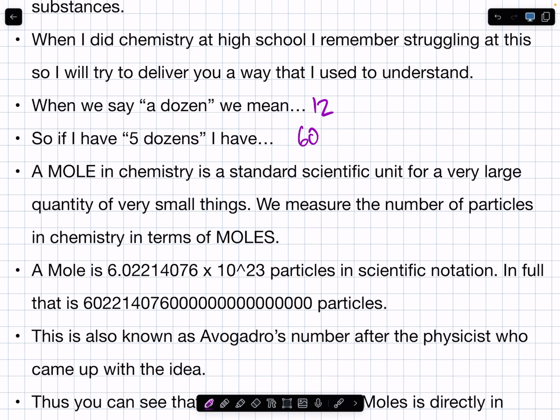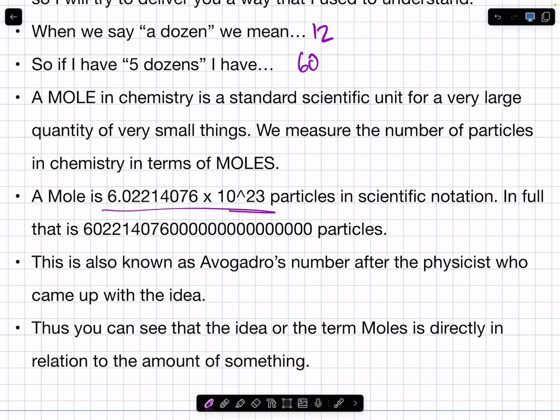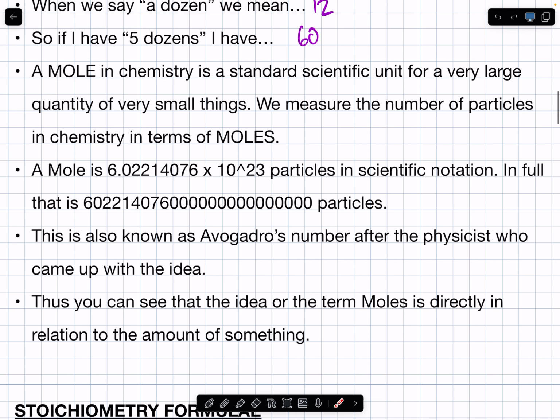We measure the number of particles in chemistry in terms of moles. A mole is this. Is it helpful to remember that, like maybe year 12, or not really? You don't need to memorize it, but I want to give you an idea of how big we're talking. A mole is 6.02214076 times 10 to the 23 particles in scientific notation. In full, what is that? That's that many particles. This is also known as Avogadro's number after the physicist who came up with the idea.